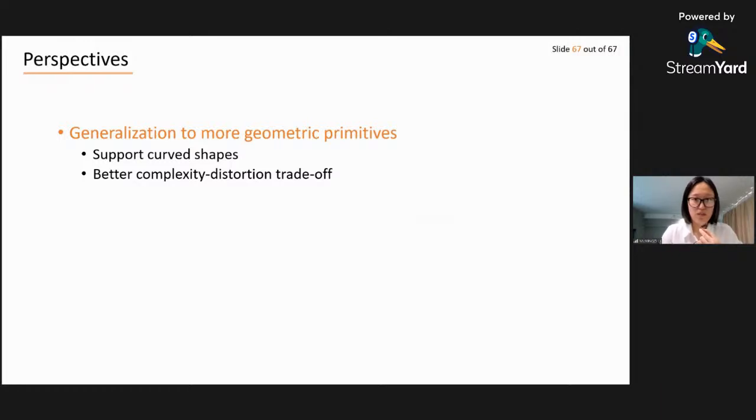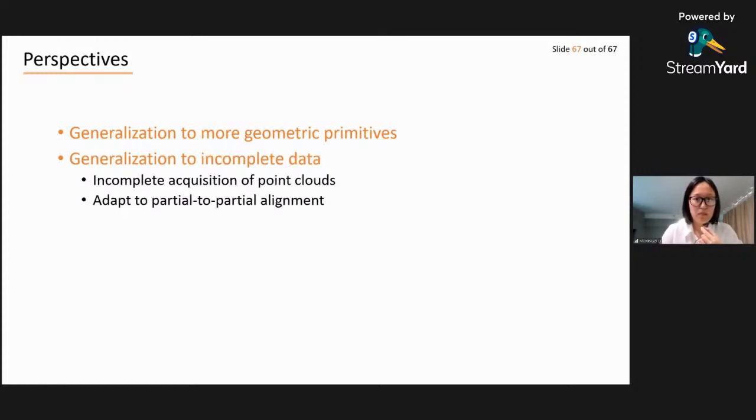Finally, I'll discuss some perspectives that could be explored for future research. First of all, the proposed algorithms focus on linear geometric primitives. Therefore, a natural extension of this work would be to support more complex objects, including curved shapes using Bezier curves, or NURBS. These techniques would allow us to capture freeform objects with a better trade-off between complexity and distortion.